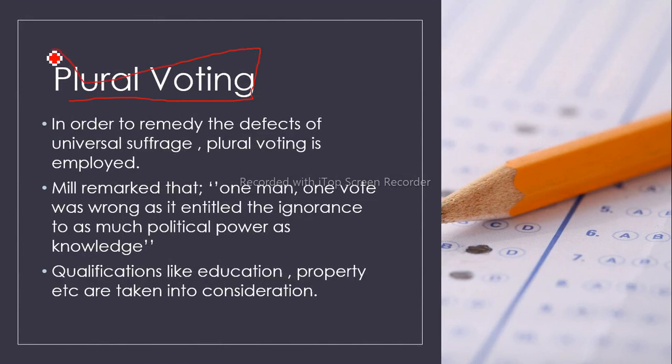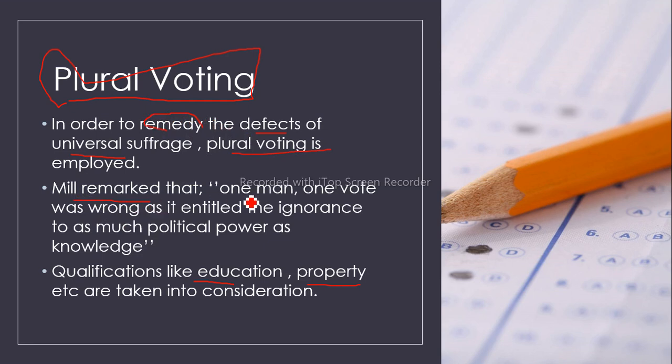Now, it's not so common actually, plural voting. And in order to remedy the defects of universal suffrage, what are the defects of universal suffrage? Universal suffrage allows everyone to have the right to vote without any discrimination on the basis of education or property. So these are the defects of universal suffrage, that the ignorant person and also the intelligent person have the same vote and have the same rights. So plural voting is employed to remedy those defects of universal suffrage.